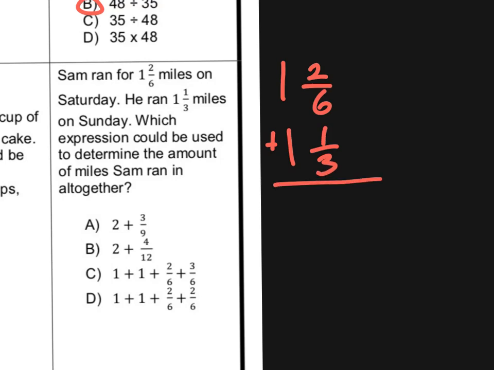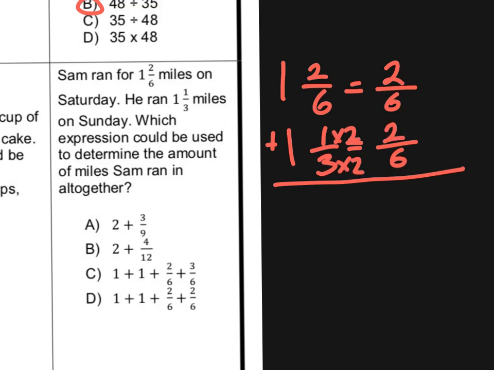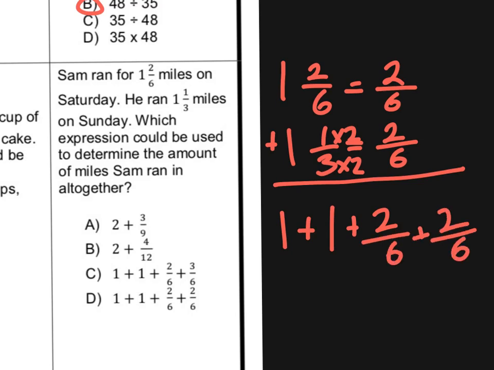We need to get our common denominator of 6 and 6. The top guy can stay the same. The bottom one is times 2 and times 2. So it'll be 2/6 and 2/6. So pretty much we're doing 1 plus 1, or you could do 2. So it could be 1 plus 1 plus 2/6 plus 2/6. And the one that has that is going to be letter D.